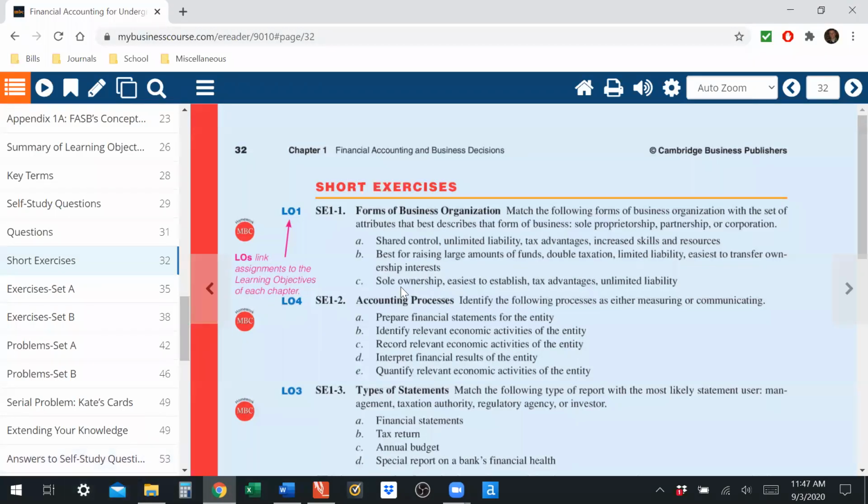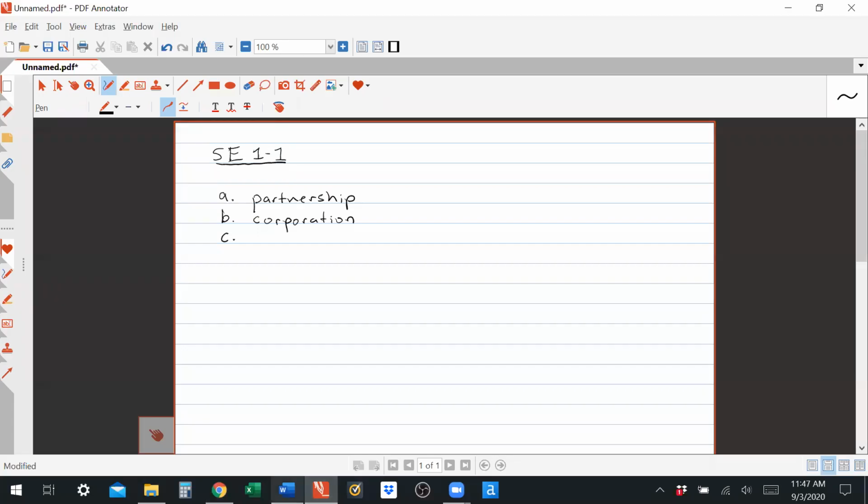All right, and then C, by process of elimination, must be the sole proprietorship. Sole ownership gives it away right there, the word sole. Most common form of business is a sole proprietorship. I could go off on a little bit of a tangent.